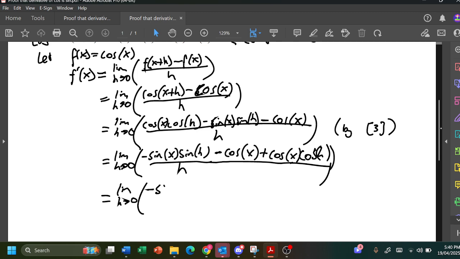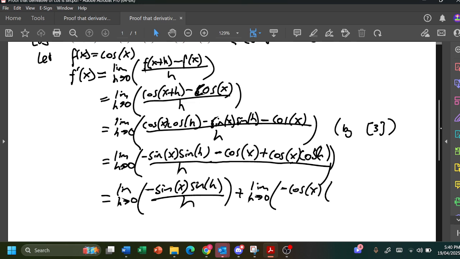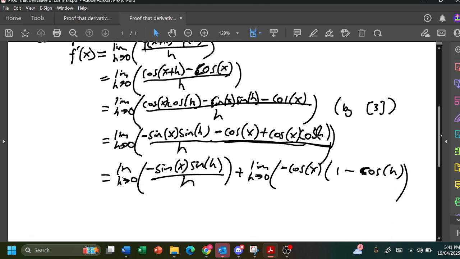So we can write this as the limit as h goes to 0 of negative sine x times sine h divided by h. Okay, it's just that first fraction. And then let's look at the second fraction here. So we have plus the limit as h goes to 0 of, now this second fraction here, what we're going to do is we're going to take out a common factor of negative cosine of x. If we do that for these two terms over here, that's going to leave us with 1 minus cosine of h, which is starting to look very similar to the second identity there, and that's divided by h.